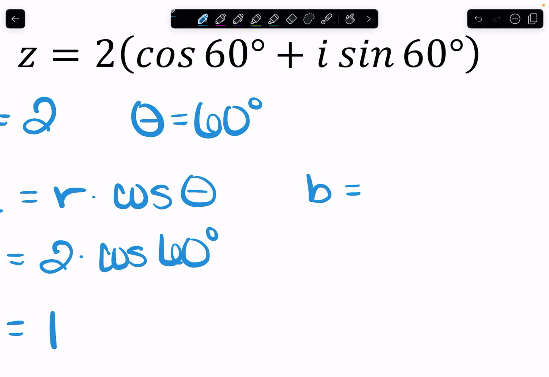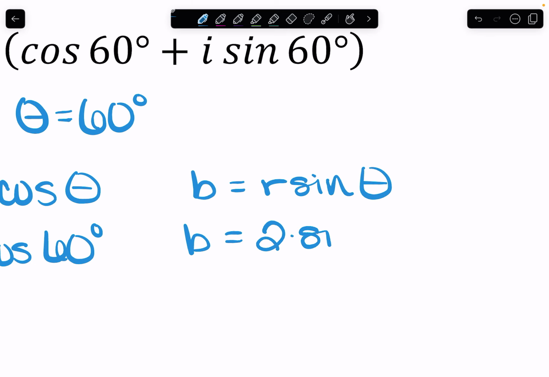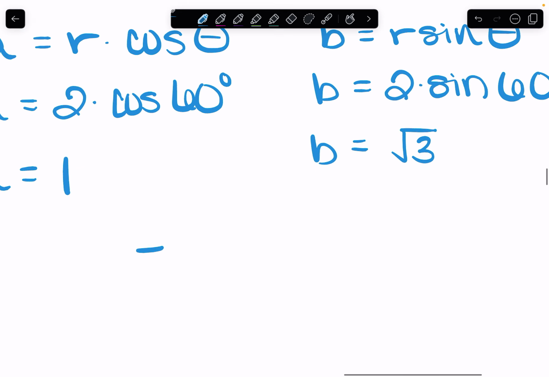b is r sine theta. So b equals 2 times the sine of 60. The sine of 60 is the square root of 3 over 2. Square root of 3 over 2 times 2 is the square root of 3. So we have our a, we have our b, so our number is 1 plus root 3 i.